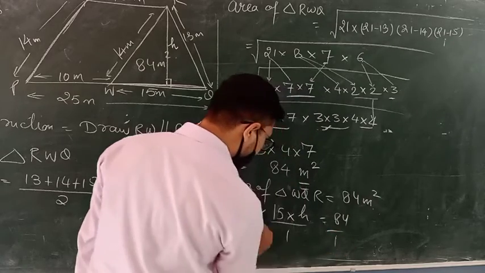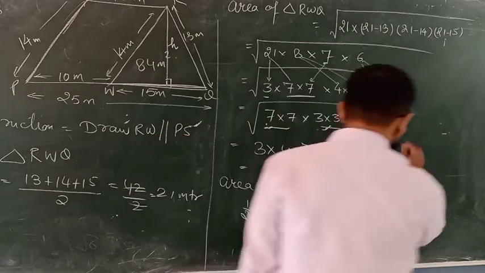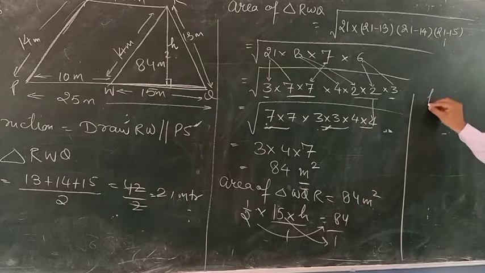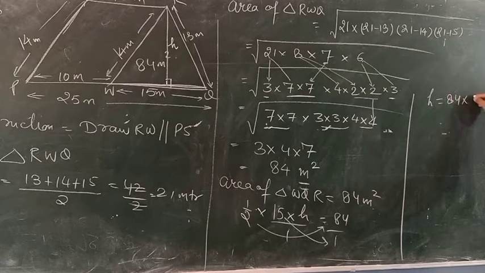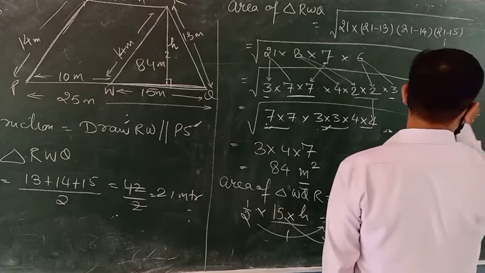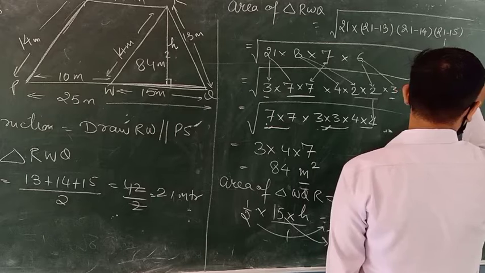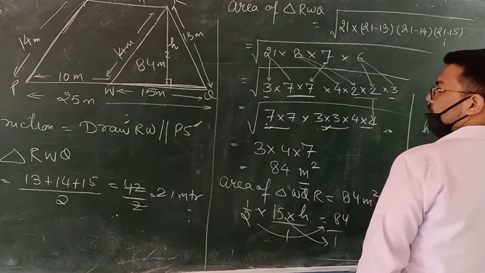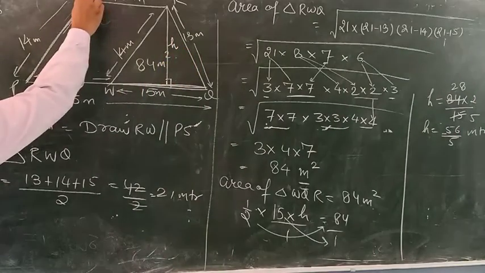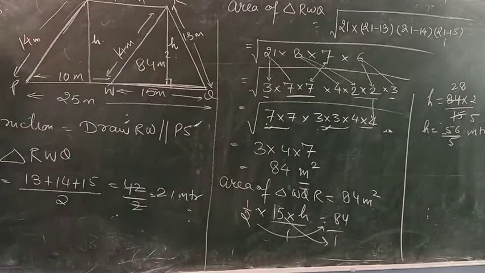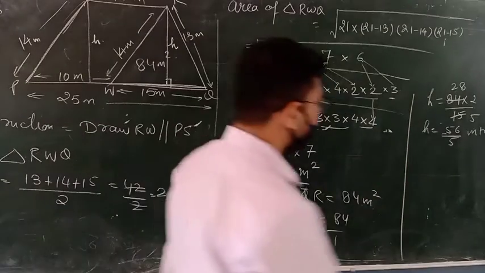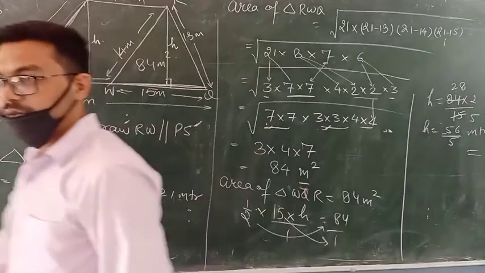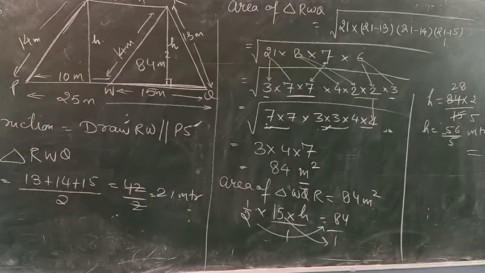Okay, cross multiply these values and you will get the value of h. So now you can write h is equal to 84 multiplied by 2 divided by 15. Okay, 3 5s are 15, 3 2s are 6, 3 8s are 24. So h is equal to 56 divided by 5 meters. So this is the height. If this is height, then this will also equal h. And what is the value of h? 56 upon 5. First note it down up to this point, and I'll explain how to solve it further. Any doubt?